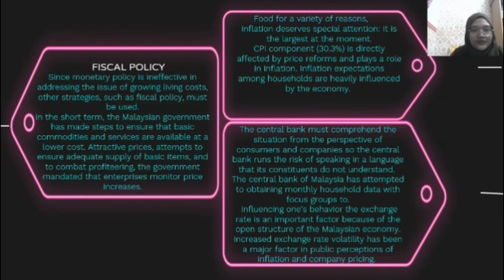Since monetary policy is ineffective in addressing the issue of growing living costs, other strategies such as fiscal policy must be used. So in the short term, the Malaysian government has made steps to ensure that basic commodities and services are available at a lower cost. Attractive prices attempt to ensure an adequate supply of basic items, and to combat profiteering, the government mandated that enterprises monitor price increases.